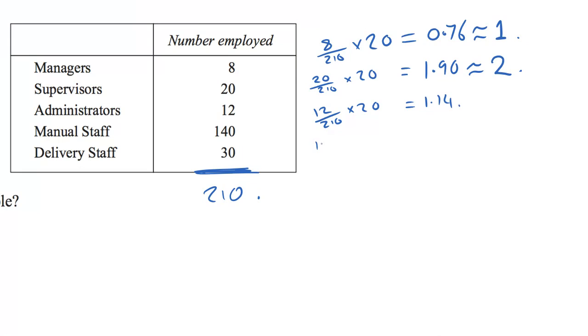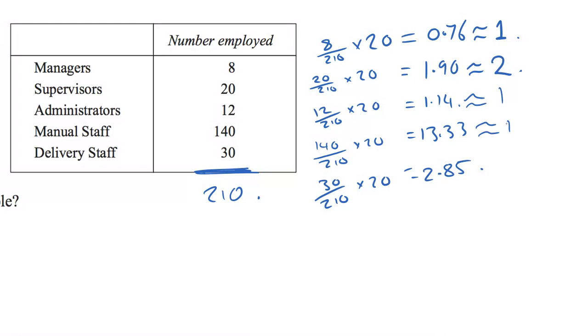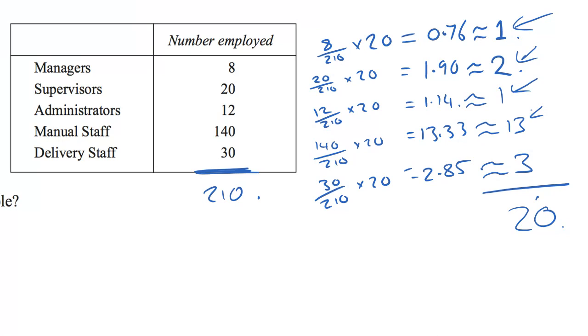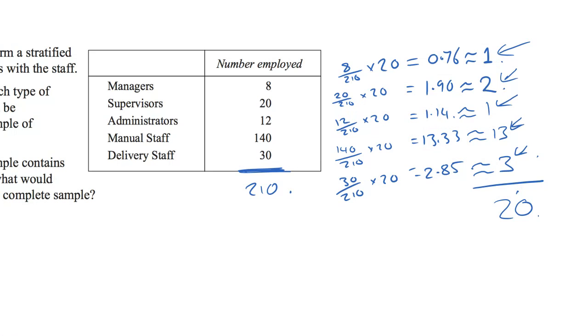And if I complete this for the other teams, we're going to have 140 over 210 times 20, which is 13.33. And then delivery staff, 30 over 210 times 20. Well, that's going to come out at 2.85. Rounded, these are going to be 1, 13, and 3. Just check, does that add up to 20? Yes, it does. So these are our correct numbers of each type of employee.